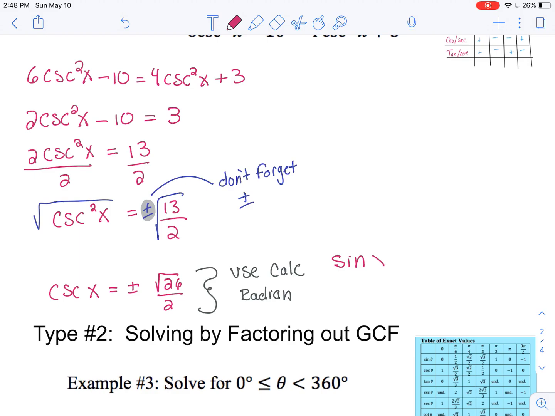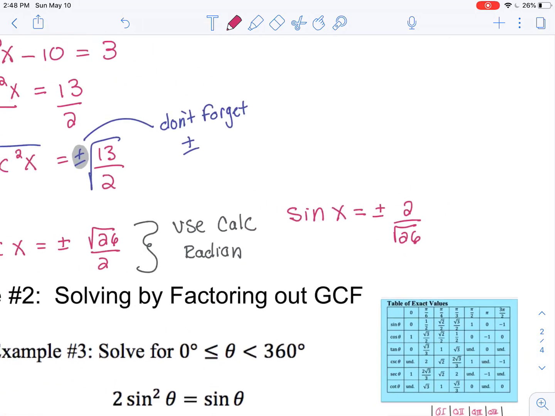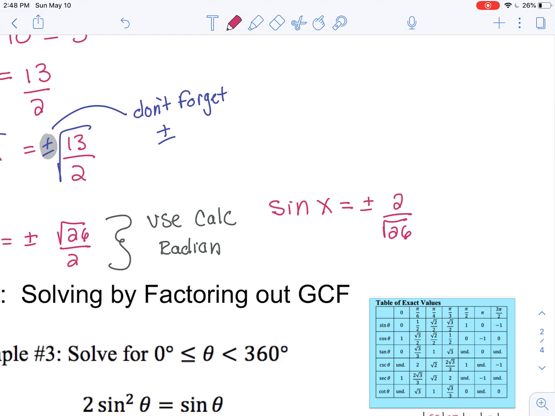We'll say sine of x is equal to plus or minus 2 over radical 26. It really doesn't matter if we're rationalized here, because we're just going to plug this into our calculator. So I'm going to plug into my calculator sine inverse 2 over radical 26. We want to plug the positive in because we want to have a first quadrant reference angle.